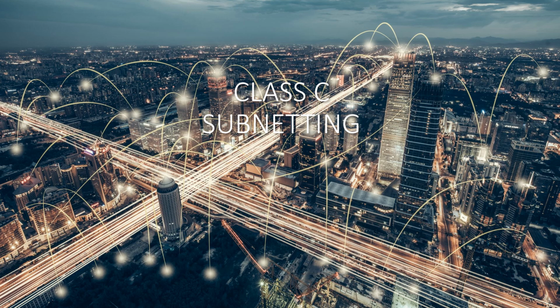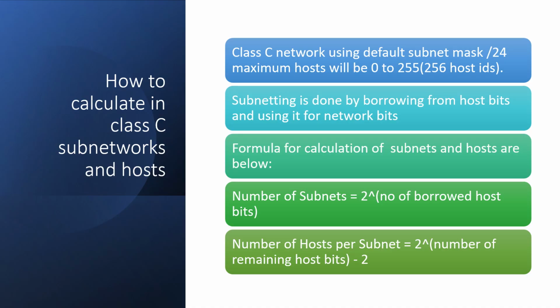In this session, we will discuss Class C subnets with examples. So, in Class C, how do we calculate subnets and hosts? A Class C network uses the default subnet mask, which is /24. The maximum host range will be 0 to 255.